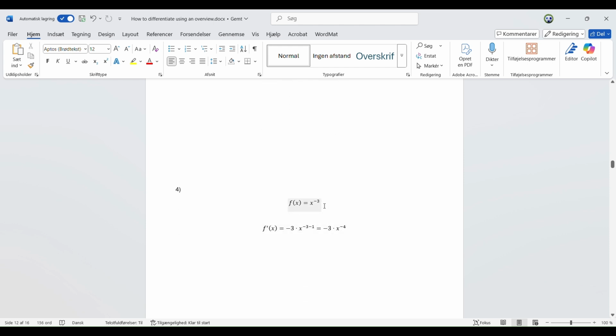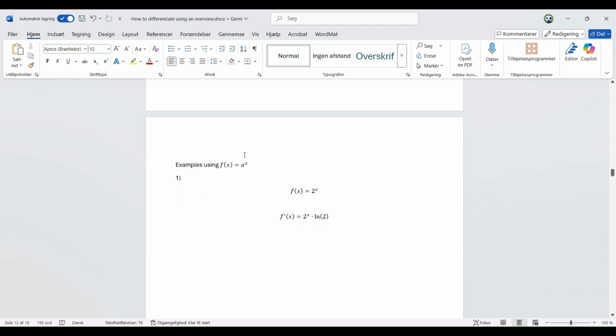Then we've got a negative number up here, so x raised to the power of minus 3. We take our number up here, put it down in front of our x when we find our first order derivative, and then we say minus 3 minus 1. We do the same every time. So this time the final result for our first order derivative would be minus 3 times x raised to the power of minus 3 minus 1, that's minus 4. So that would be our final expression.